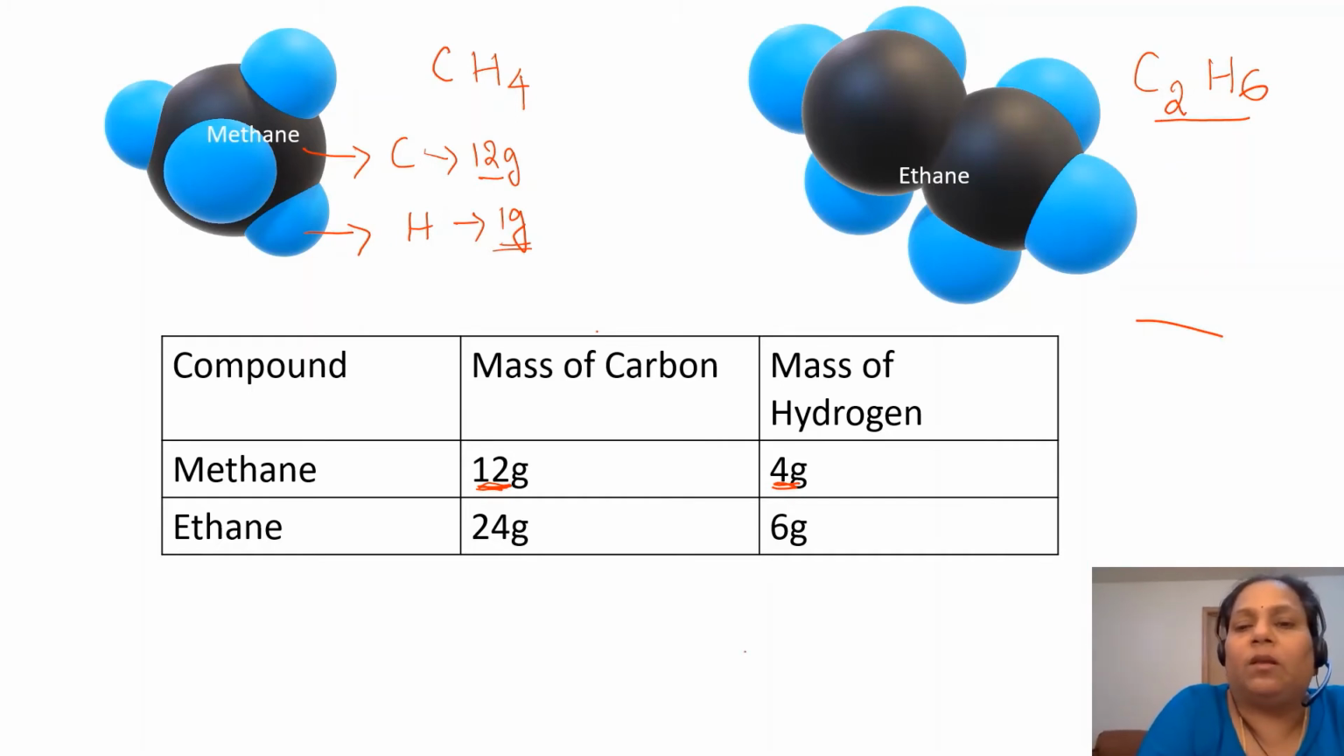What about ethane? Because the molecular formula of ethane is C2H6, in a mole of ethane, I have 2 moles of carbon. So it is 2 into 12, which is 24 grams of carbon, and 6 into 1, which is 6 grams of hydrogen. So for every 24 grams of carbon in ethane, we will have 6 grams of hydrogen.